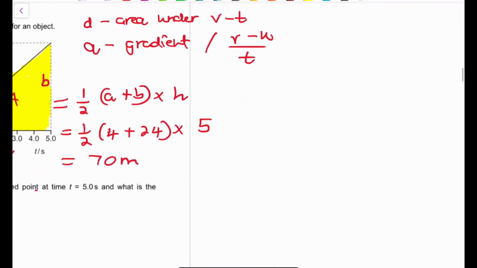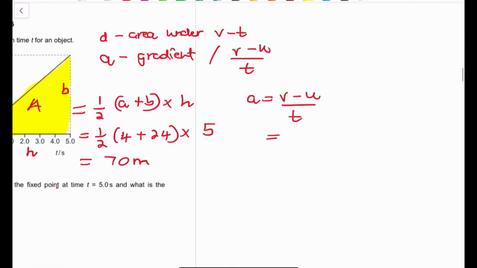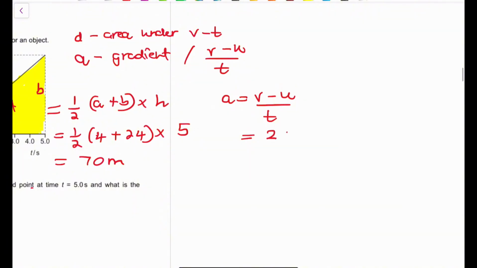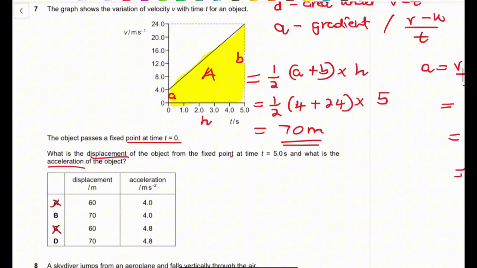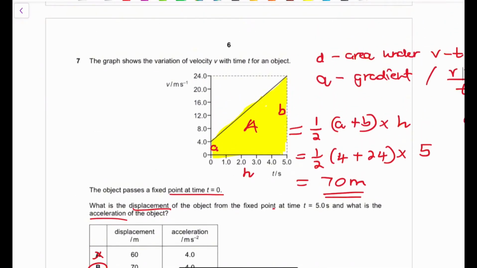The next part, we're going to look at the acceleration, okay? So we know that the acceleration is going to be (v - u) divided by t. So ask yourself, what is the final velocity? It's 24. The initial velocity is going to be 4, and we're going to divide by the time, which is going to be 5. So basically, that's going to give you 20 divided by 5, and it's going to give you an answer of 4 meters per second squared. So you have the value of your displacement, and you have the value of your acceleration, and the answer is going to be B.